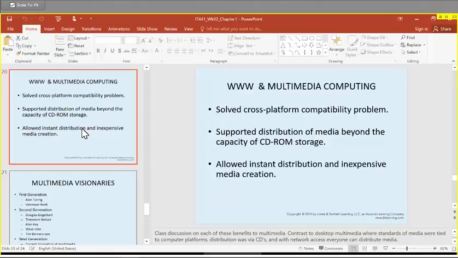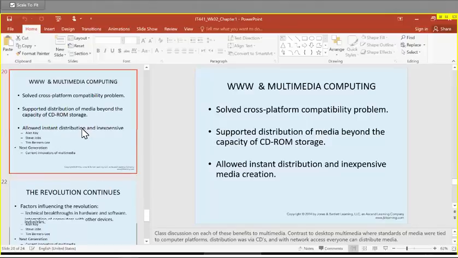then we had a whole new world of multimedia, where we have the World Wide Web and multimedia computing, which solved cross-platform compatibility problems and supported distribution of media beyond the capacity of CD-ROM storage. You could easily upload anything on the internet and access it from anywhere else, and it also allowed instant distribution and inexpensive media creation.